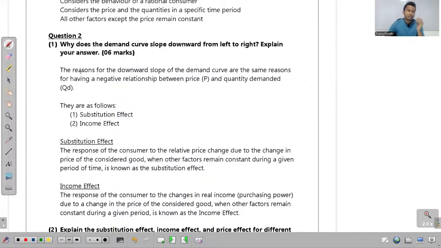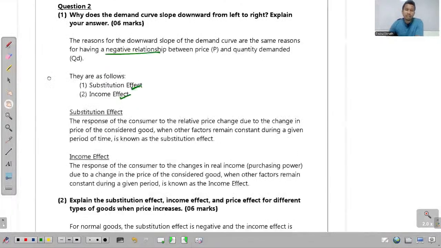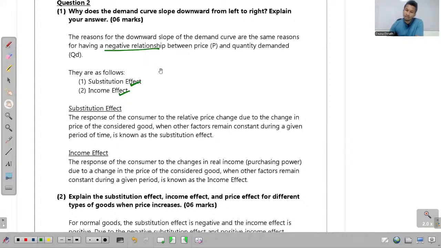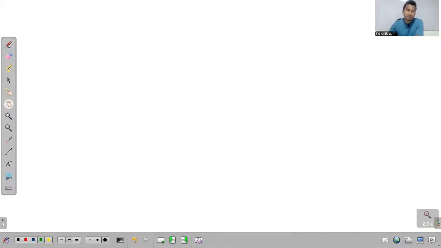So read the answer. It says the reasons for the downward slope of the demand curve are the same reasons for having a negative relationship between P and QD. And as I mentioned, there are two reasons. The first one is the substitution effect, and the second one is the income effect. And later on, you need to explain these two, substitution effect and income effect. So let me explain these two once again to you.